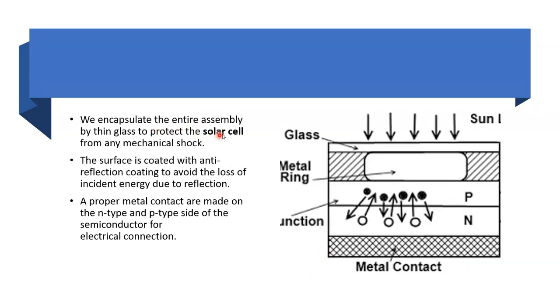We encapsulate the entire assembly in glass so that it can be protected from mechanical shock, and yet the radiation goes through the transparent glass. The upper surface is coated with an anti-reflection coating so that there is no loss of incident energy due to reflection, and proper metal contacts are made on the N-type and P-type semiconductor for electrical connection.